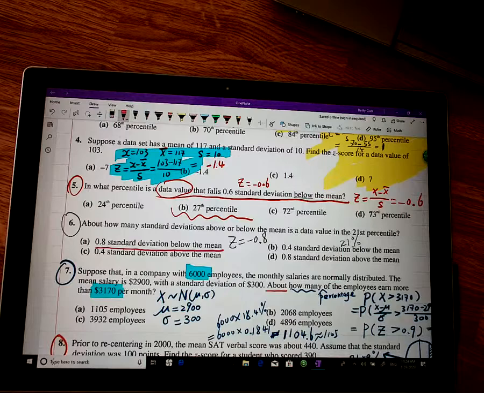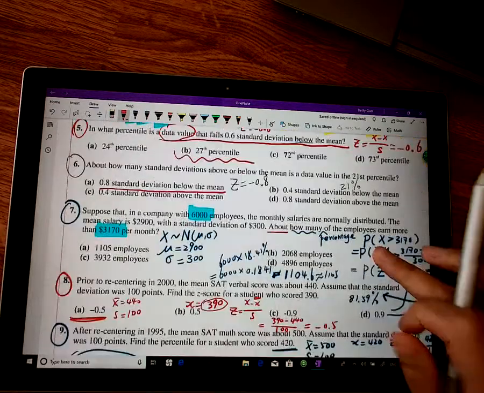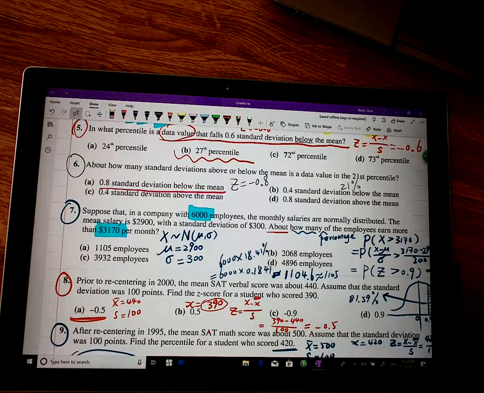Number 7. Suppose in a company with 6,000 employees, the monthly salaries are normally distributed. The mean salary is $2,900 with a standard deviation of 300. About how many of the employees earn more than $3,170 per month? Yeah, this is a challenging problem as well.